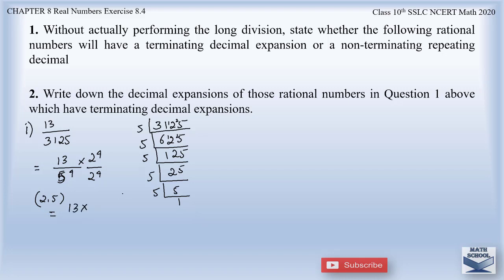After this, let us write down what 2 power 4 is. 2 into 2 is 4, 4 into 2 is 8, 8 2s are 16. So 2 power 4 is 16. Now we can see that the denominator has a pair of 2 and 5. Therefore, we can say that the given rational number has a terminating decimal expansion.